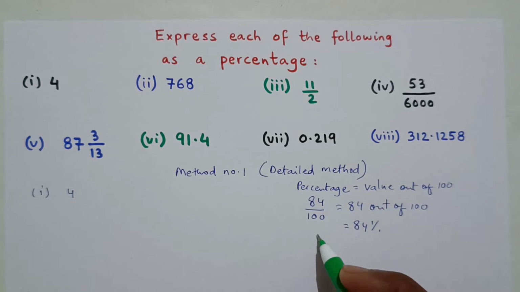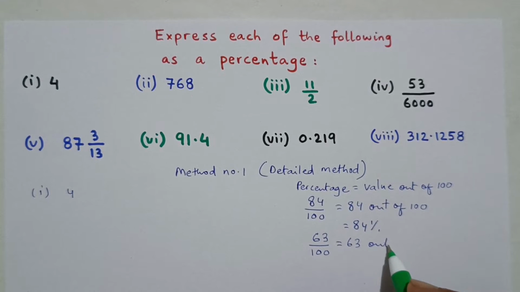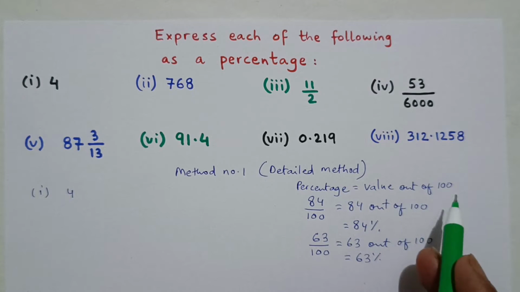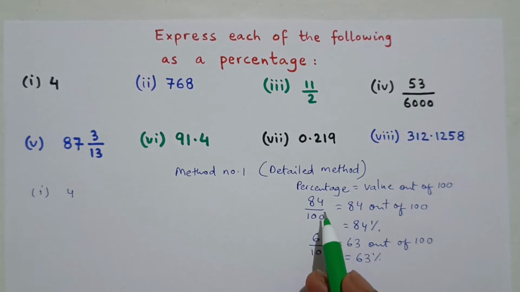Similarly, if somebody scores, let us say, 63 out of 100. So 63 upon 100, 63 out of 100. The value out of 100 is 63. So in percentage we will call it 63 percentage. Percentage is nothing but value out of 100. Here it is 84 out of 100, so 84%, and here it is 63 out of 100, so it is 63 percentage.